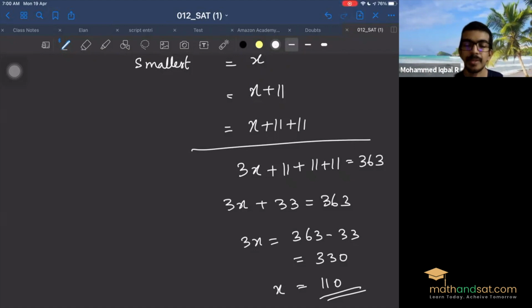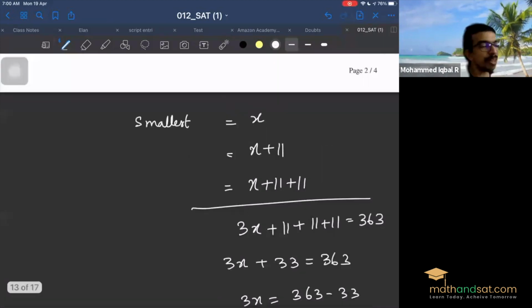Because even if you choose the smallest number as x, to get the next number, you have to add 11. To get the next number, you have to add one more 11. And your final answer should be a multiple of 11. Finally, when you solve and get the answer, that should be a multiple of 11. Otherwise, you're making a mistake. Got it?